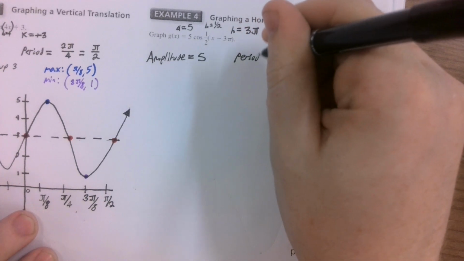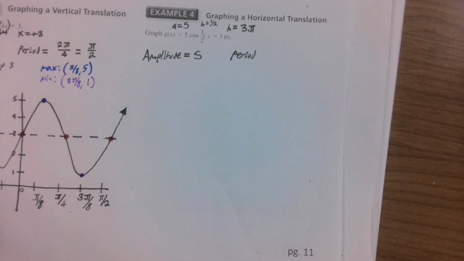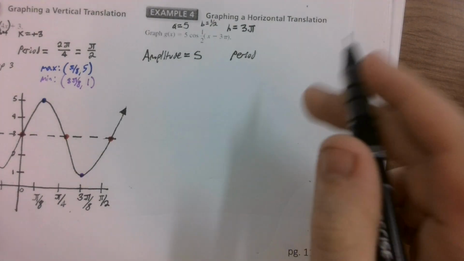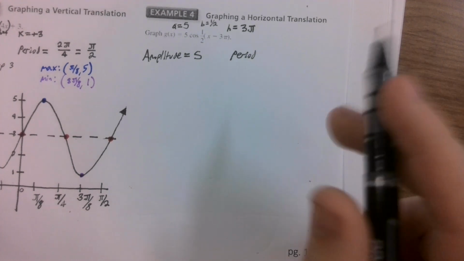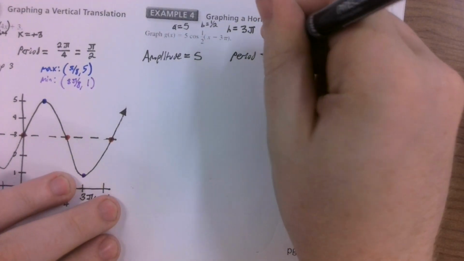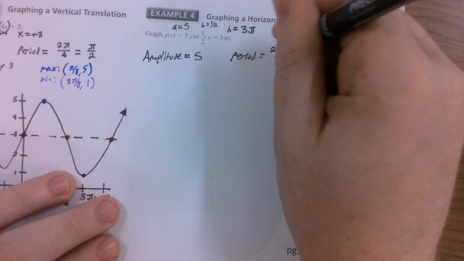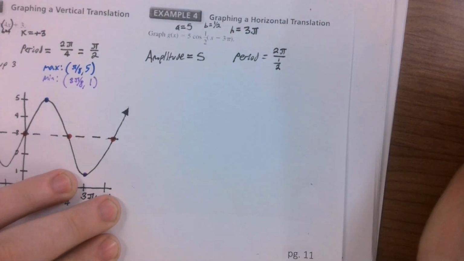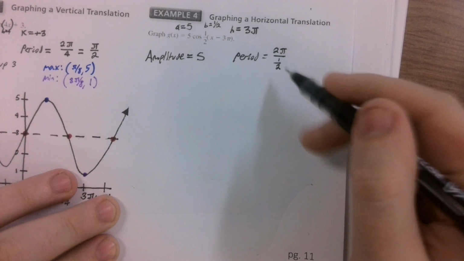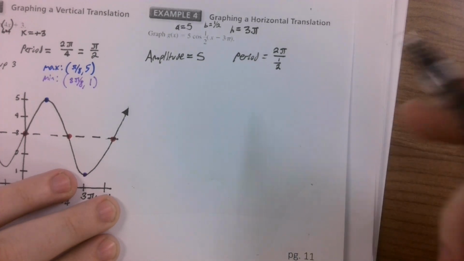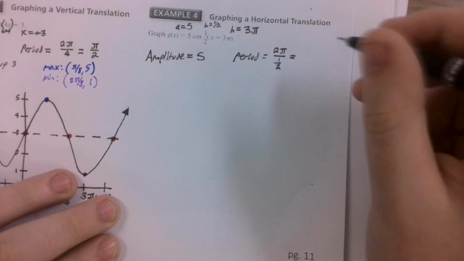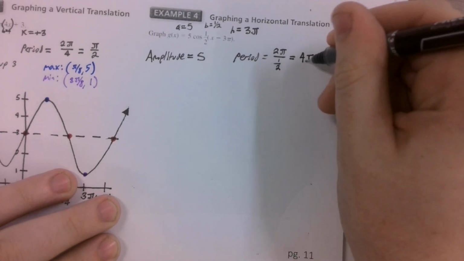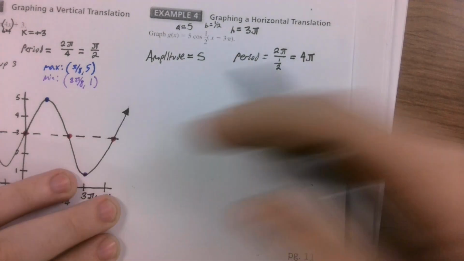The period is a bit tougher to do here, right? So the period is 1/2 of this. As we take a look here, that means that the period is 2 pi over 1/2. I don't want to do 2 pi over 1/2. Keep in mind that when you divide by 1/2, that's the same as multiplying by 2. 4 pi is our new period. So it's going to be a longer cosine graph.